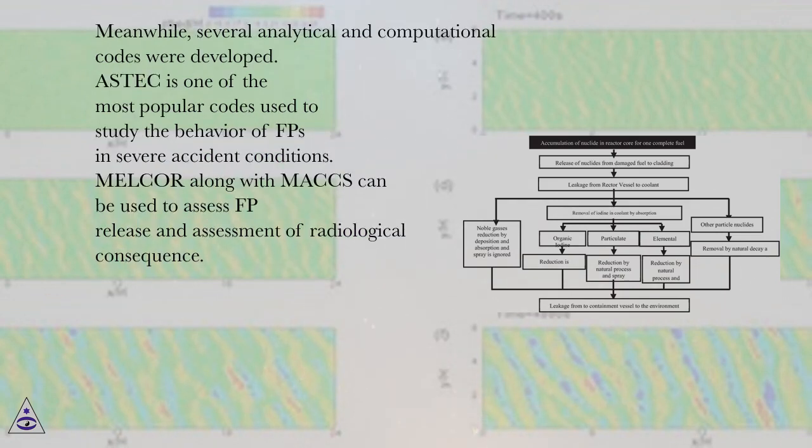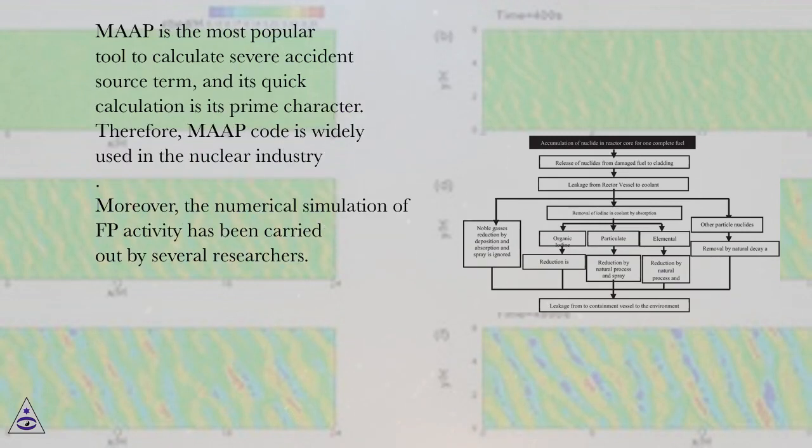Meanwhile, several analytical and computational codes were developed. ASTEC is one of the most popular codes used to study the behavior of FPs in severe accident conditions. MELCOR along with MACCS can be used to assess FP release and assessment of radiological consequence. MOP is the most popular tool to calculate severe accident source term, and its quick calculation is its prime character. Therefore, the MOP code is widely used in the nuclear industry.